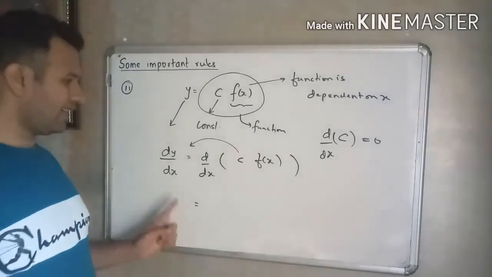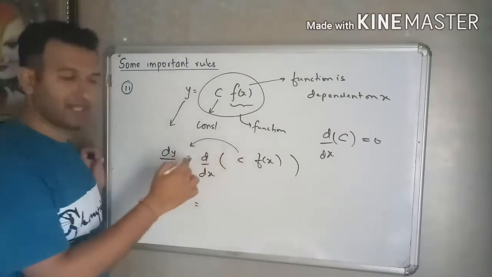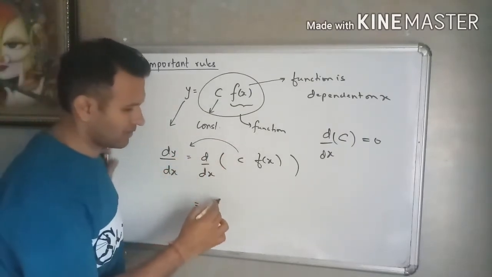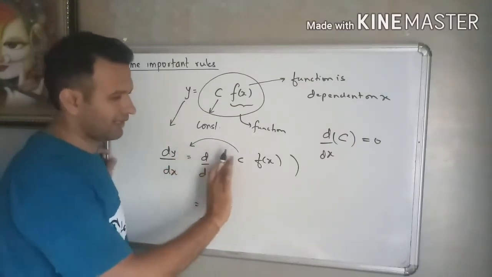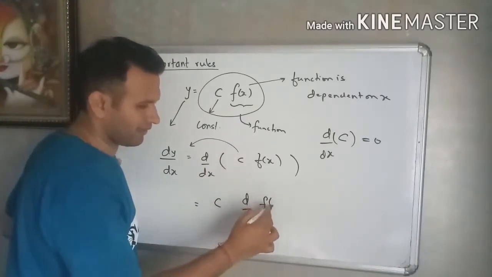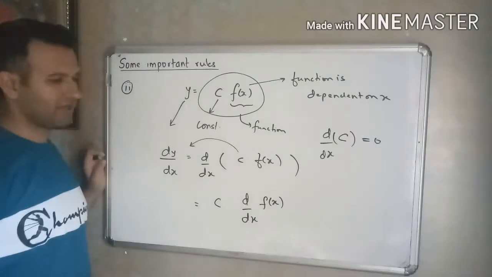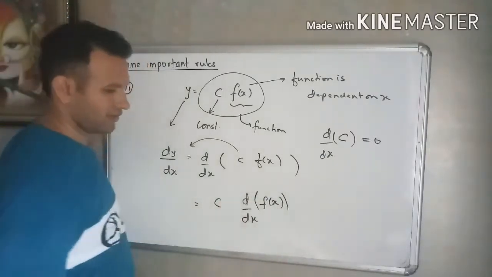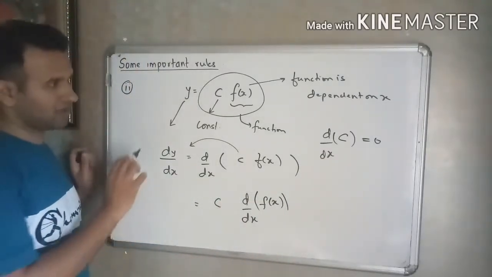So whenever a constant is multiplied to a function, we'll just have to take the constant outside. Take the constant outside and take this inside. So this will become constant into d by dx of f of x, the derivative of this function. That's all. So this is the second rule.